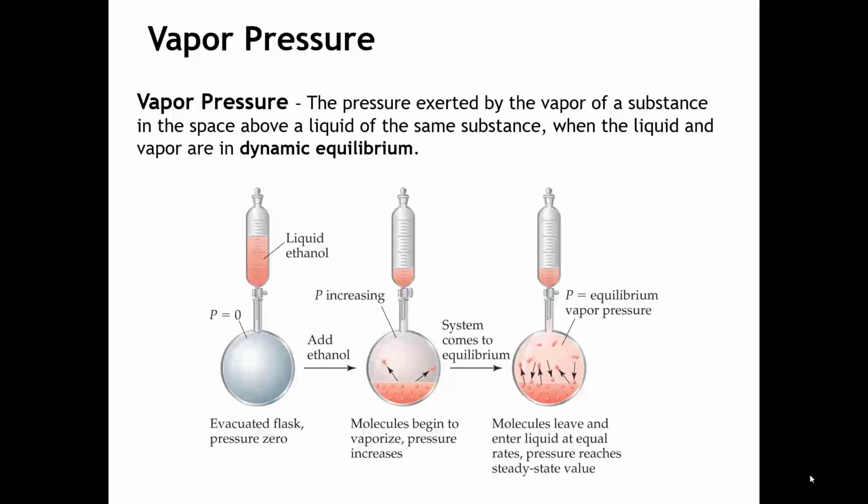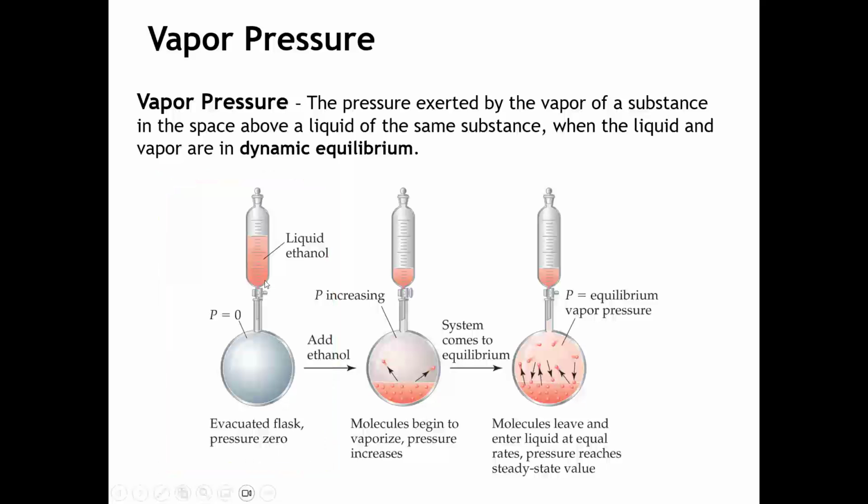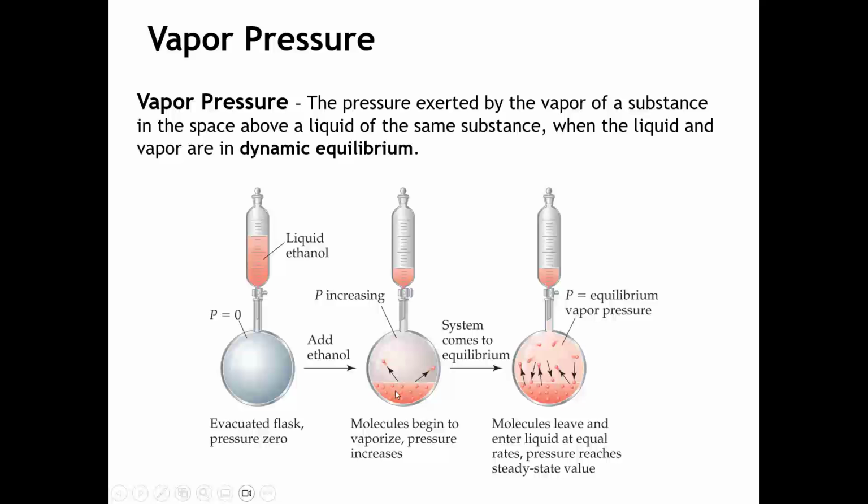But if we do this in a closed container, which is what we show here, let's imagine that we have some evacuated vessel and there's nothing in it, and we're going to now add liquid ethanol. Some of the molecules have enough kinetic energy that they can escape from the liquid and go into the gaseous state. But because it's in the sealed container, they can't get away. They're trapped, in contact with the liquid. There's a certain rate at which molecules escape from the liquid and go into the gas phase.